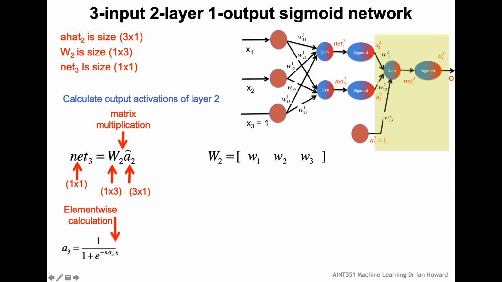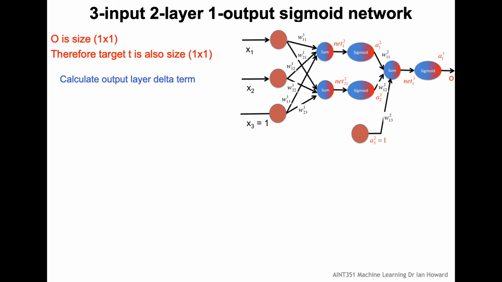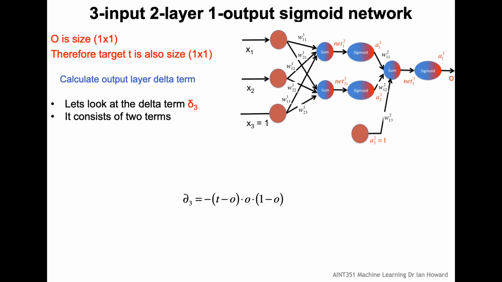In this case, there's only a single value in net 3. But in general, the sigmoid is calculated on an element-wise basis. So it's basically 1 divided by 1 plus e to the minus net 3, which we can again do in MATLAB without any trouble. So the output then is a 1x1. In this case, the target is going to be a 1x1. So we can calculate the output delta term quite simply.